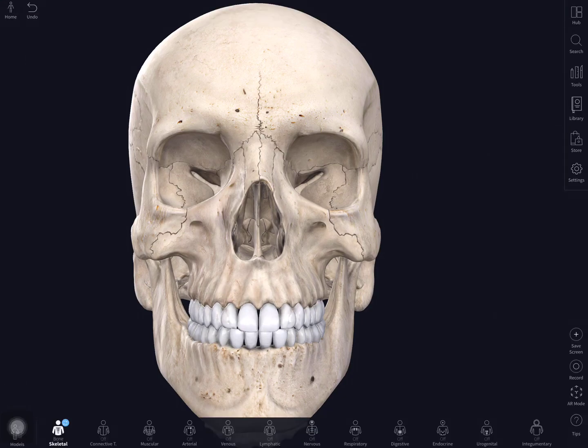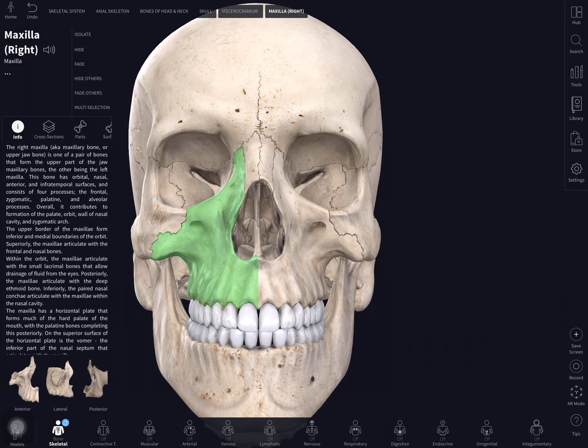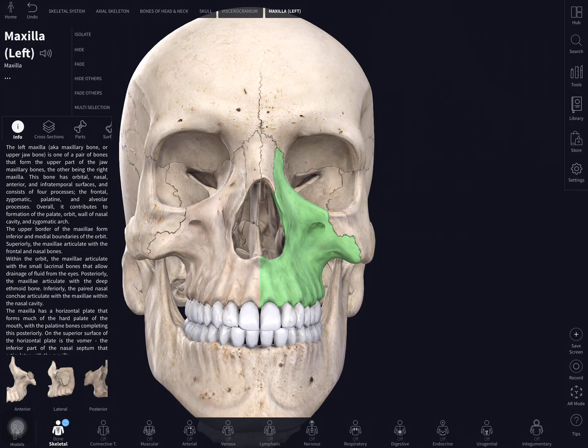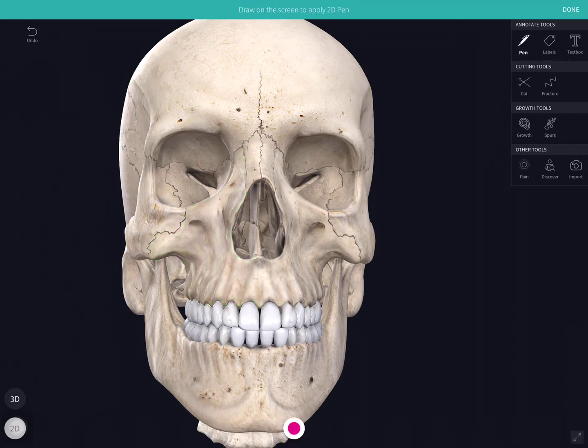Okay, if we go back to the skull itself, we've got the nasal bone, the left and the right nasal bone. The right and left nasal bones articulate with the frontal bone. They also articulate here with the maxilla. So you have the right maxilla and the left maxilla. We can see that the maxilla articulates with the nasal bone superiorly. It also forms part of the infraorbital margin, or the edge of the margin of the orbit itself. So the maxillae form in part the infraorbital margin.